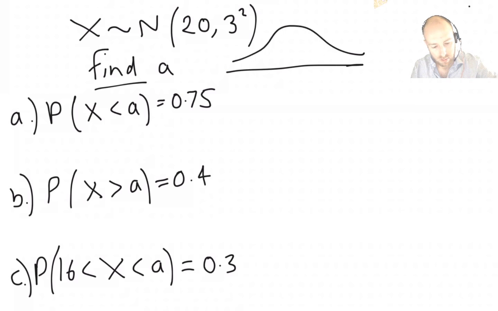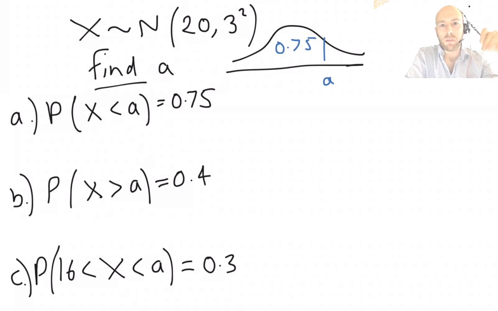as I drew on the last screen, there's A, 0.75. So A must be a number more than 20. Our distribution has a mean of 20, spread of 3. A has to be a number greater than 20.